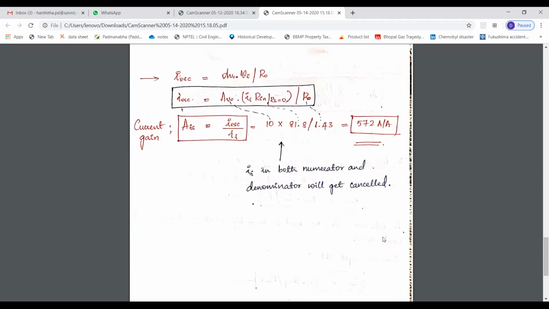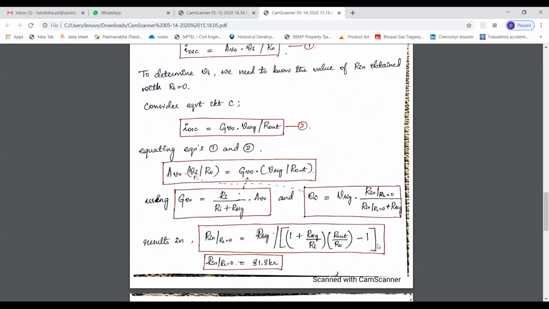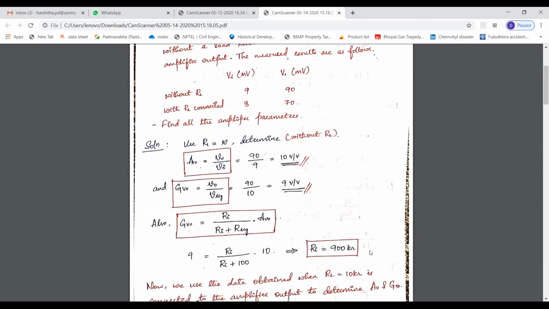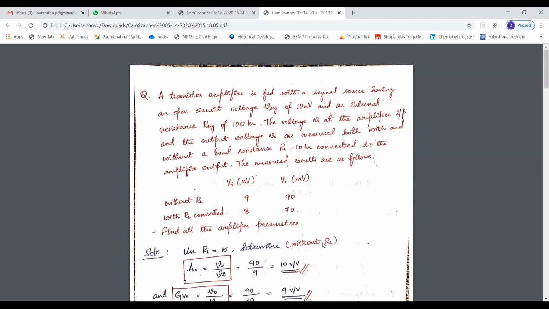So this is how we are supposed to solve a problem when the amplifier parameters are to be found out. Another two problems will be given as assignment. Try to solve them and submit them.